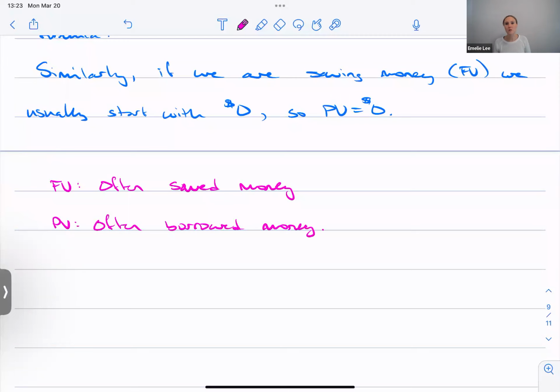And so I say often, don't let that bog you down, right? Just as a rule of thumb, if you're saving money, then you are accumulating to some future value. And if you have borrowed money, then you've borrowed some principal amount and you have to pay it off until you're at zero owing. Okay? So often that's the case, but it's a good rule of thumb.